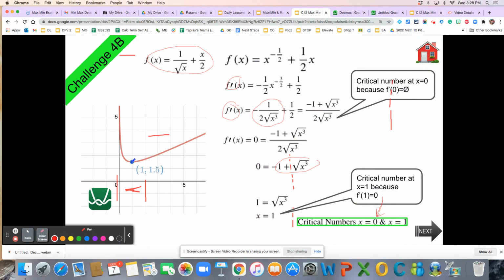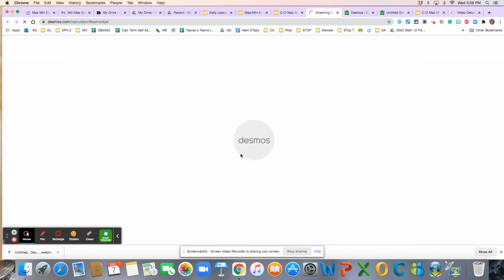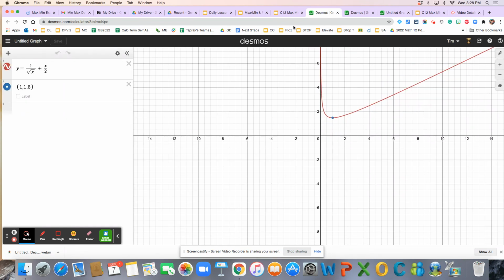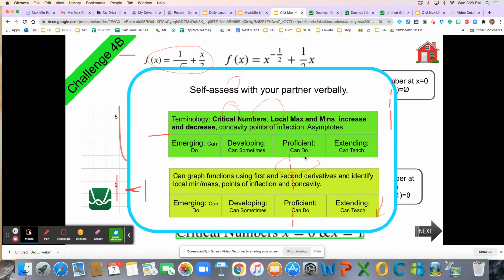So there's going to be a critical number at 1 and a critical number at 0. So that's what the graph looks like. If you wanted to see a better example of the graph, that's what it looks like. So obviously very tricky.